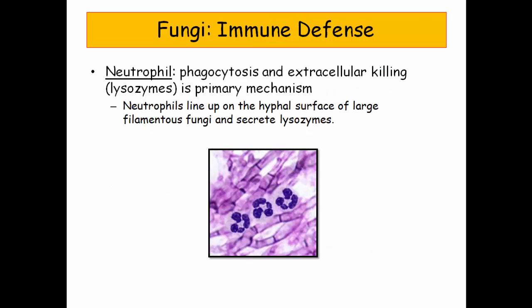And finally, a brief word on immune defense. Neutrophils phagocytize what and where they can. Sometimes hyphae are just too ginormous, and the neutrophils have to line up on the hyphae surface and fire away with lysozymes. That's a good plan, except when we are neutropenic.